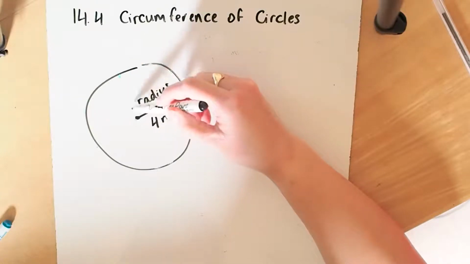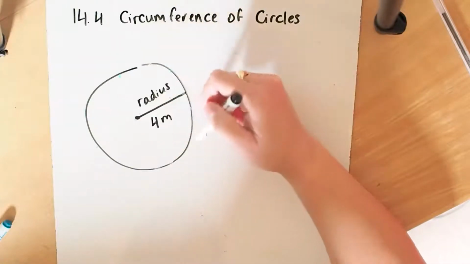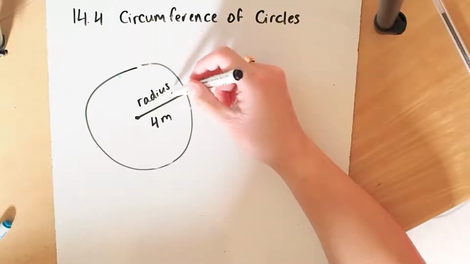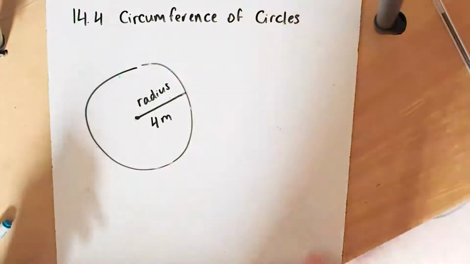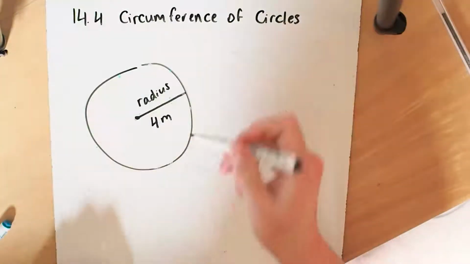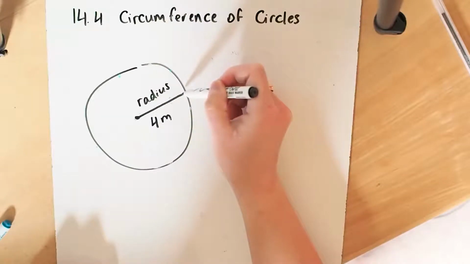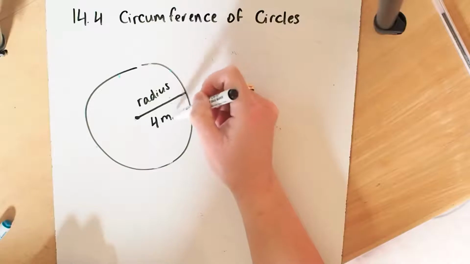Do you remember how I talked about a circle having a midpoint and having the exact same distance from the midpoint to all the outside of the circle? That distance is known as the radius, and the radius is, as you can see, half of the diameter. The diameter, or the distance all the way across, was 8 meters. In this particular circle, the radius is 4 meters.